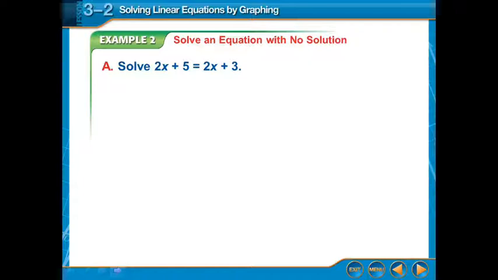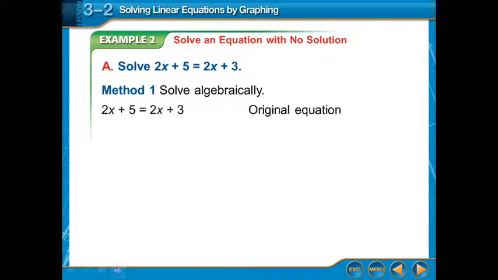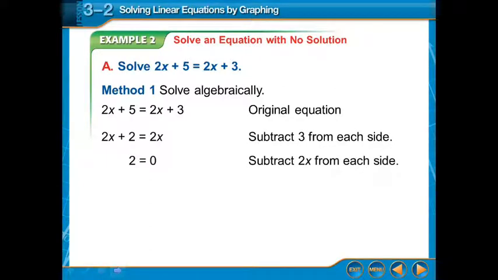And so let's look at this, solving it algebraically. You have 2x plus 5 equals 2x plus 3. We're going to subtract 3 from both sides. That will give us 2x plus 2 equals 2x. And now if we subtract 2x from both sides of the equation, we actually have a false statement because 2 cannot equal 0. That means that we don't have an x-intercept.